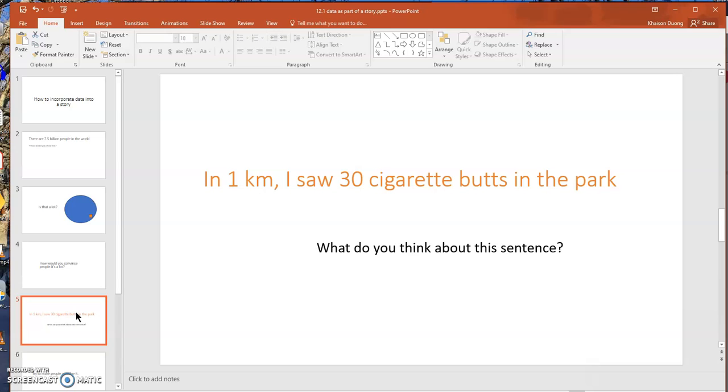How are you going to show those 30 cigarette butts? Is your infographic going to show a picture of a park? Is it going to show 1 kilometer somehow? Maybe you have a line showing 1 kilometer, and maybe you place 30 cigarette butts along that line. So how you choose to show that will tell your story.